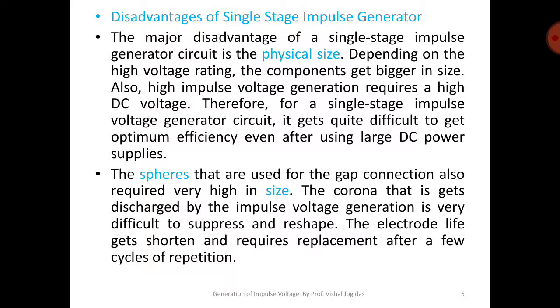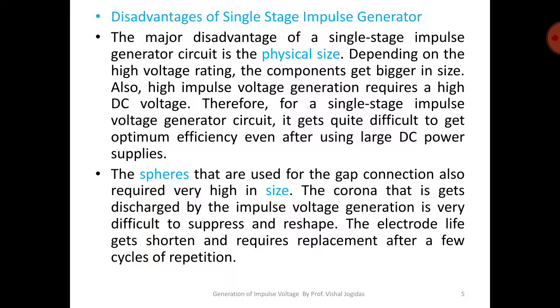The spheres that are used for the gap connection also need to be very large in size. The corona that is discharged by the impulse voltage generation is very difficult to suppress and reshape. The electrode life gets shortened and requires replacement after a few cycles of operation. So these are the disadvantages of the single stage impulse generator.